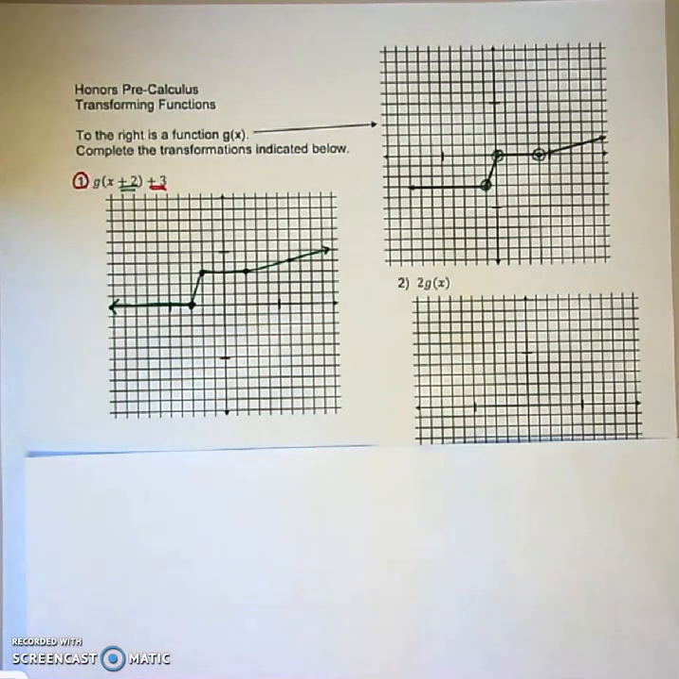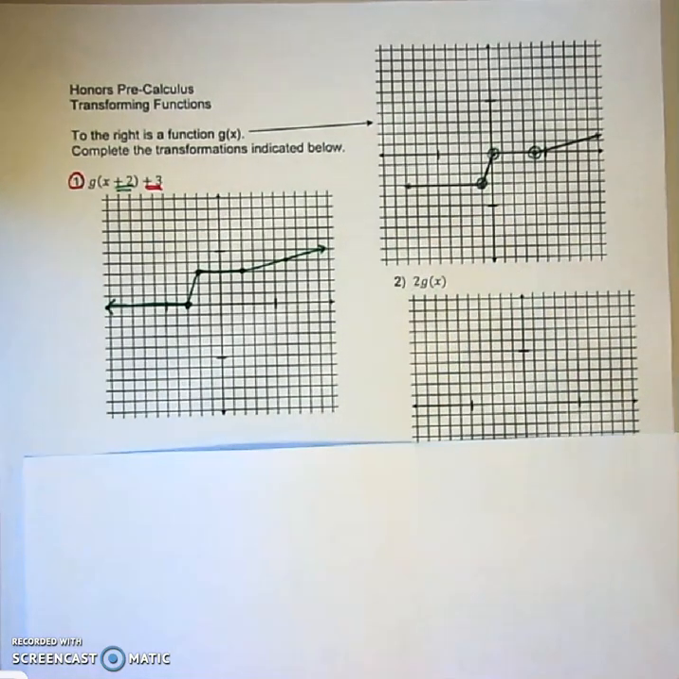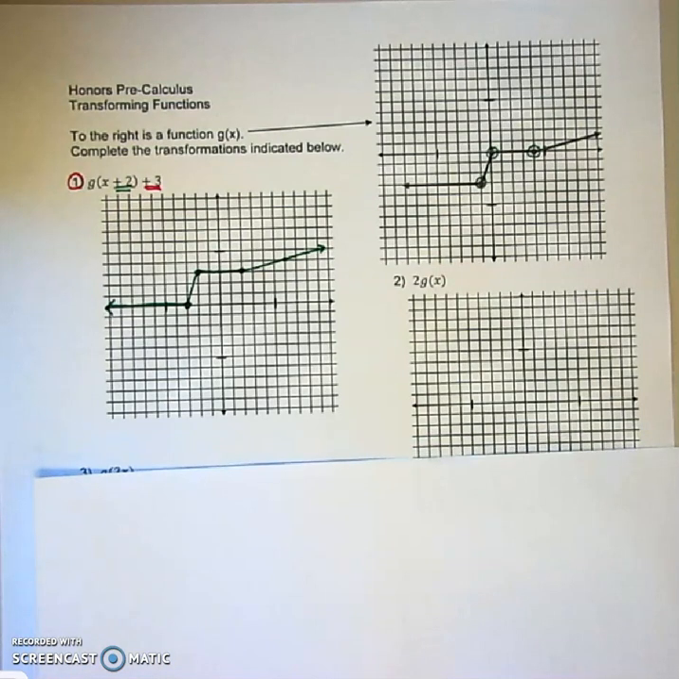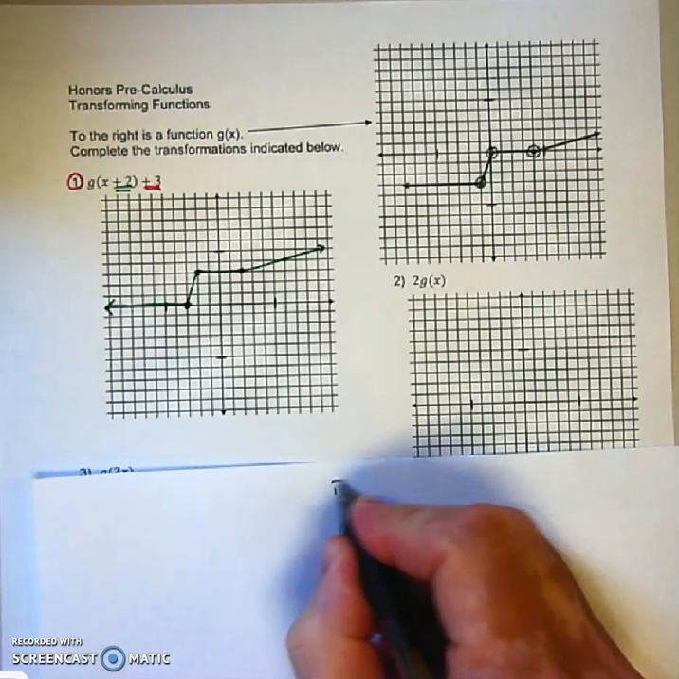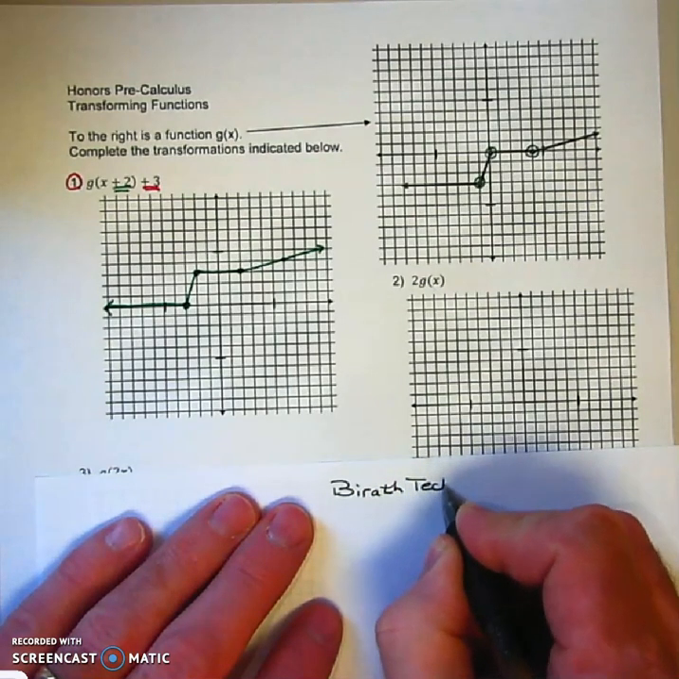And so you might get all cocky and say, oh yeah, look, this is super easy. And then all of a sudden, we come down here to number 2. In number 2, we're not shifting this graph, but we're scaling it. And now you might get a little panicky and say, oh my sweet mother, what am I going to do with this? Well, lucky for you, you happen to have one of the most foolproof, brilliant techniques for graphing out there. And that technique is known as the Birath Technique, named after one of the premier mathematicians in the world.